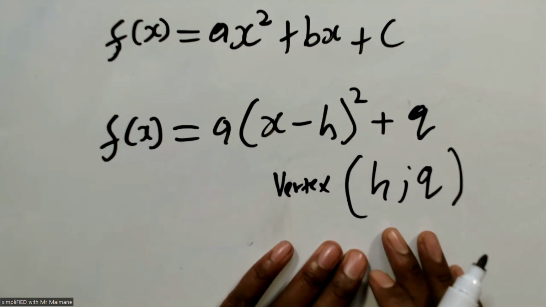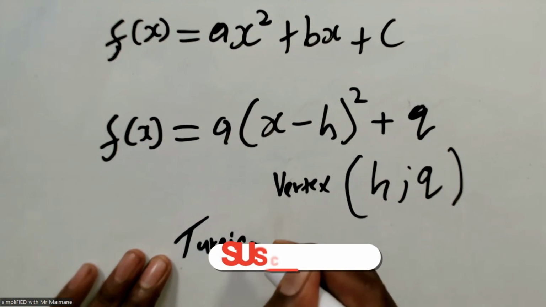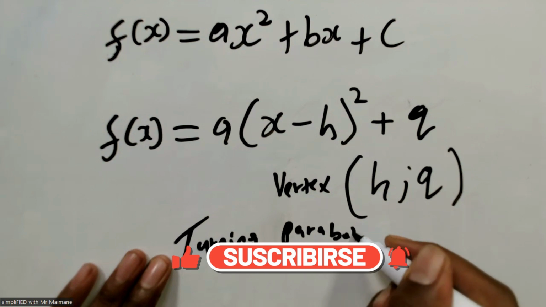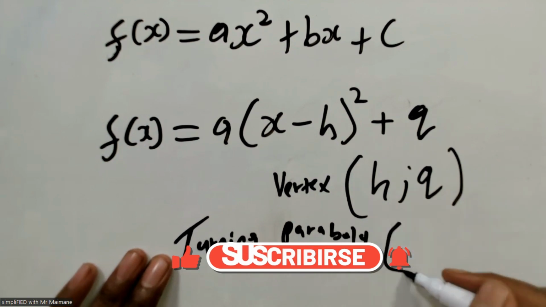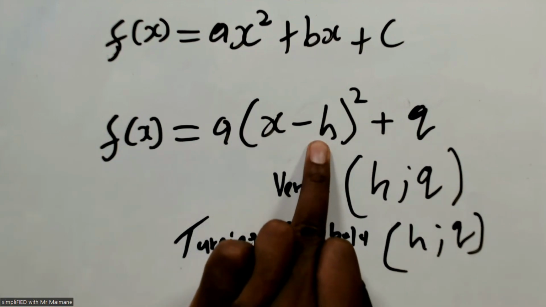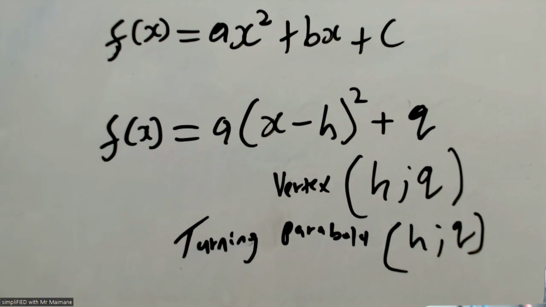So the vertex is the point. Another name for a vertex is turning point. So it's the turning point of a parabola, which is h and q, determined by this value and this value. H and q is your vertex. So now, the third property of a quadratic function, which is a parabola graph, is the turning point.